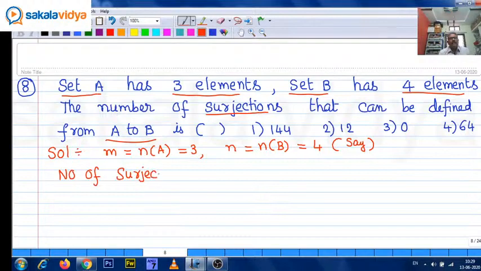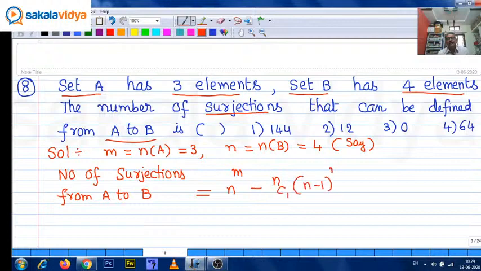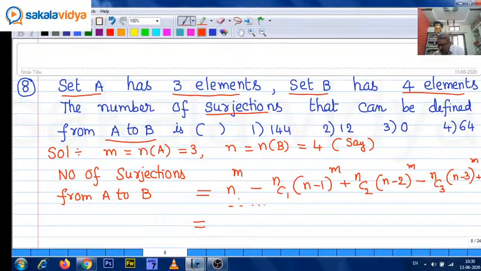Surjection is nothing but onto only, don't get any confusion. Number of surjections from A to B equals n to the power of m minus nC1 (n minus 1) to the power of m plus nC2 (n minus 2) all to the power of m minus nC3 (n minus 3) all to the power of m plus and so on. Let us substitute the respective values of m and n.